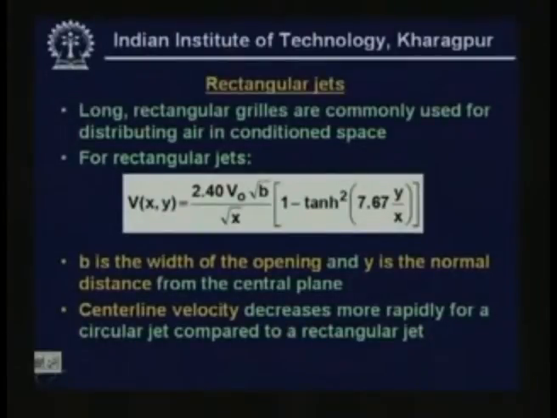Central line velocity decreases more rapidly for a circular jet compared to a rectangular jet. If you compare these two equations, you find that for a circular jet the central line velocity decreases much more rapidly compared to a rectangular jet.